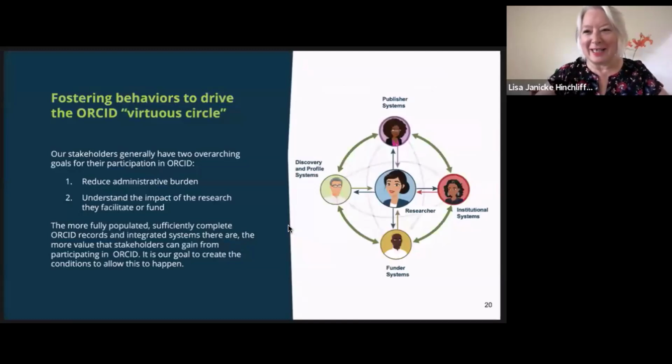So our idea here is to drive what we call our virtuous circle, that all of the stakeholders, by contributing to the ORCID ecosystem, also gain benefit from the ORCID ecosystem, primarily through reducing administrative burden, understanding the impact, and increasing the accuracy of the data across all of the systems.